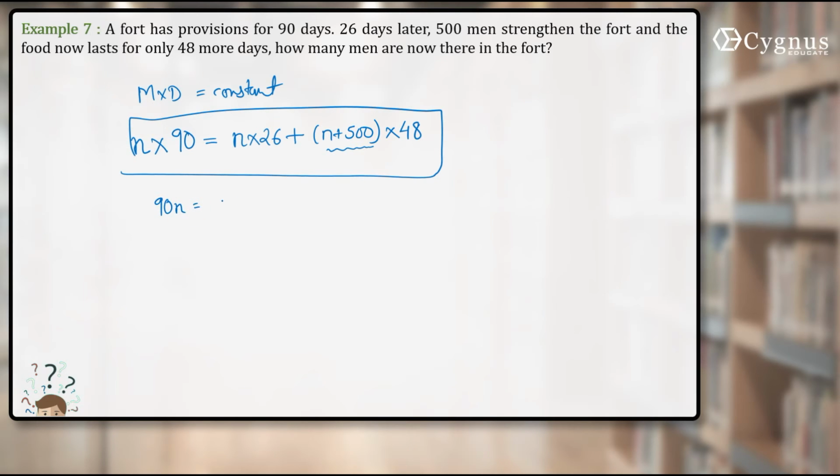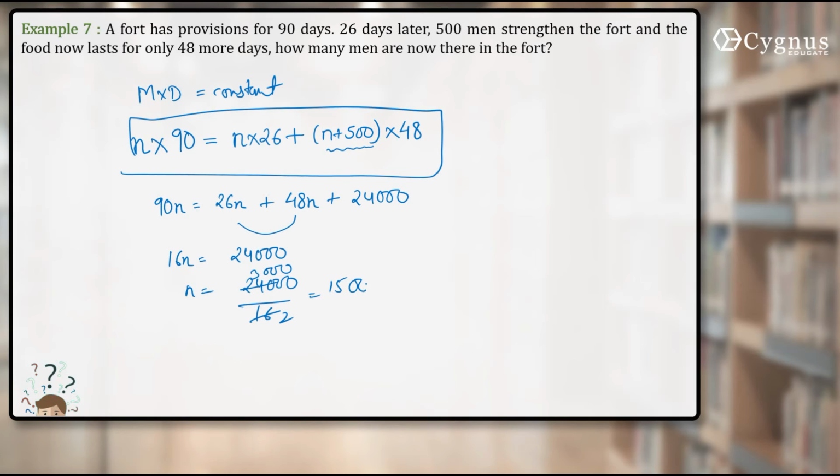This is 90n is equal to 26n plus 48n plus 48 into 500. That is 24,000. Yes or no? This 26 plus 48 will give you how much? 74. 74 comes on this side. You get 16n. 16n is equal to 24,000. So you get n equal to how much? 24,000 by 16. This is 8 into 2, 8 into 3.